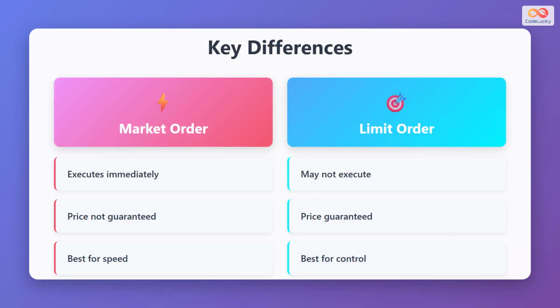Let's compare these two order types side by side. Market orders execute immediately, while limit orders may not execute at all. Market orders don't guarantee your price, while limit orders guarantee your price but not execution. Market orders are best when speed is your priority and you need to enter or exit a position right now. Limit orders are best when price control matters most and you're willing to wait for your target price. Understanding this trade-off between speed and control is fundamental to choosing the right order type.